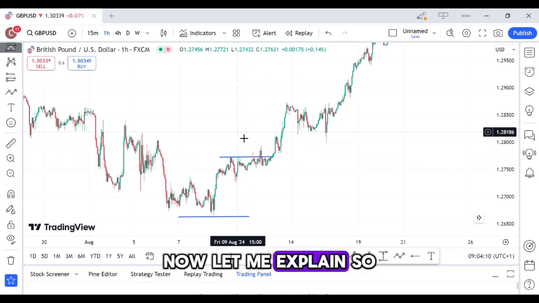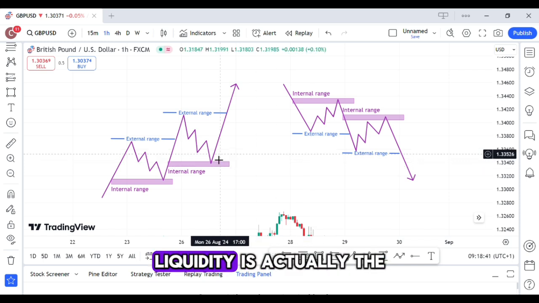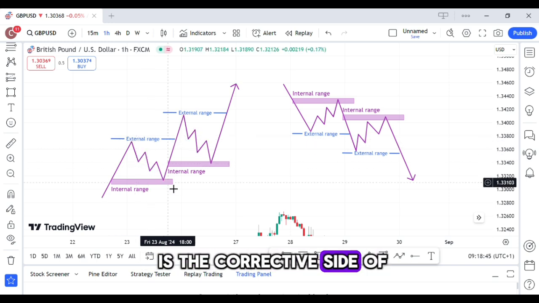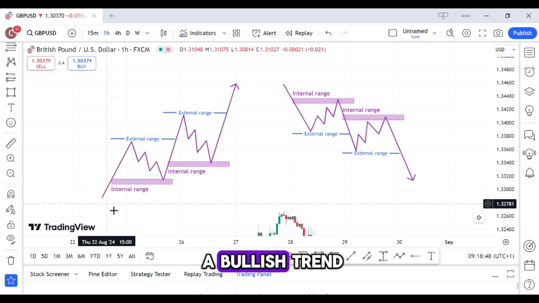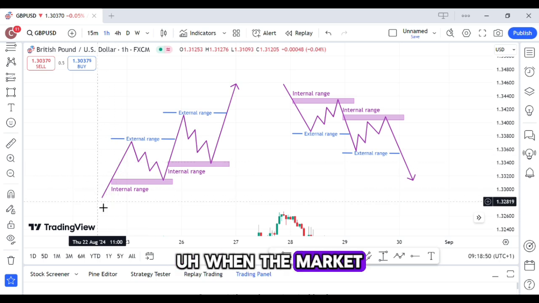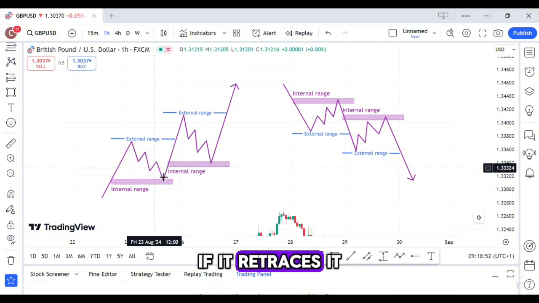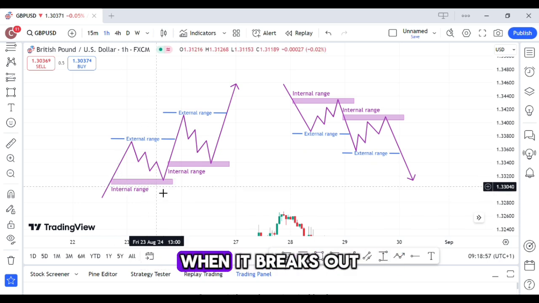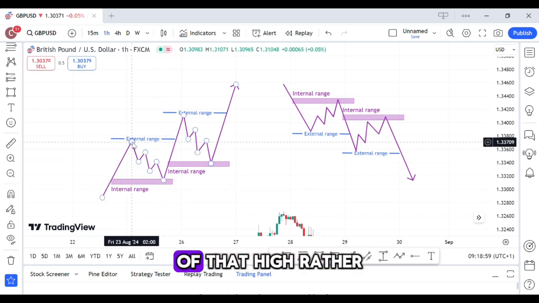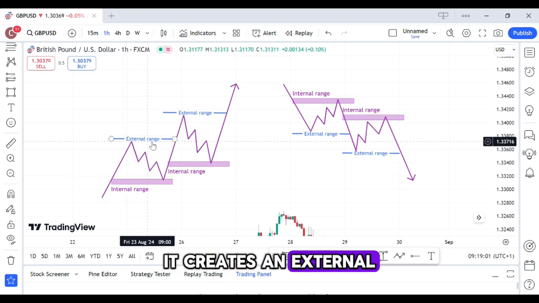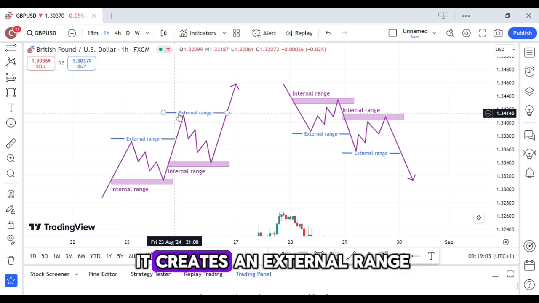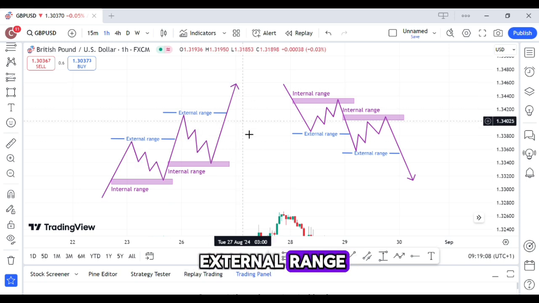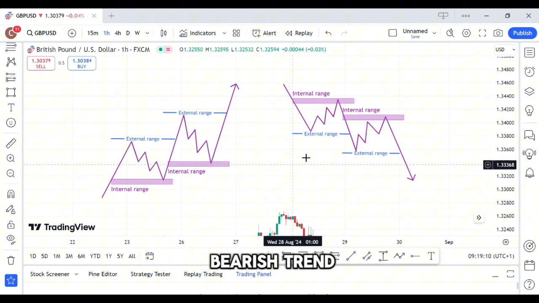Now let me explain. External range liquidity is the impulsive side of the market, while the internal range is the corrective side of the market. On a bullish trend, when the market is going up, if it retraces, it comes back into an internal range liquidity. When it breaks out of that high, it creates an external range liquidity. Whenever it goes up, it creates an external range, comes into an internal range and takes out the external range. Same goes for the bearish trend.